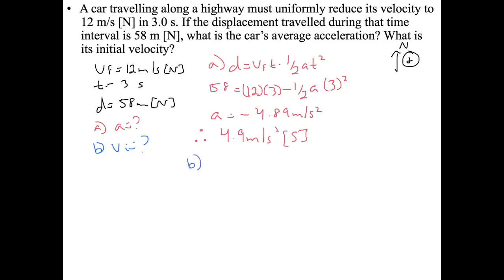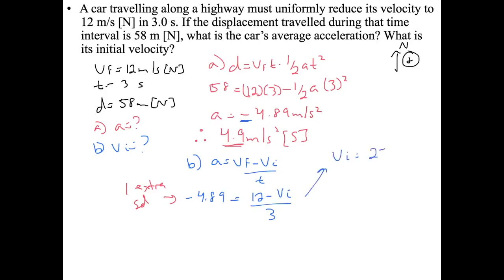B asks us for VI. In this case, let's use the equation A equals VF minus VI over T. Plug some numbers in. Now, for acceleration, we need to use the negative, because it's going to be opposite to the motion. So we'll say negative 4.89. It's important to note we use one extra sig dig than our previous rounded answer. This is to avoid any kind of rounding errors. And that's going to equal 12 minus VI over 3. Once you've done a little bit of rearranging, you get VI equal to 27 meters per second. Now, it's a positive number, therefore we know that VI must be in the northern direction. If you've used your signs properly, you'll always come out with the proper direction.